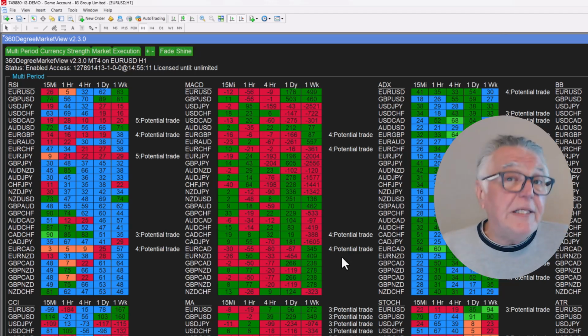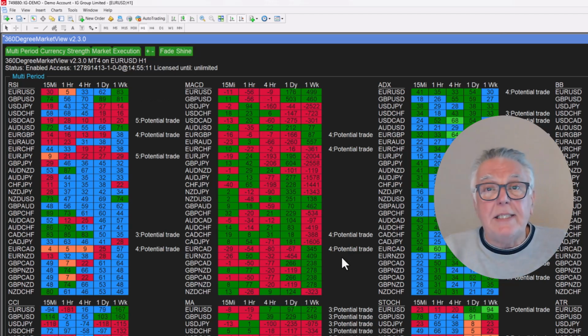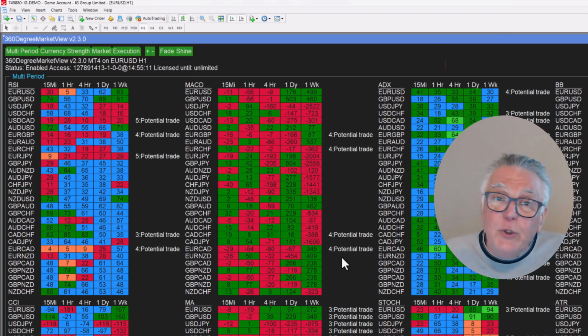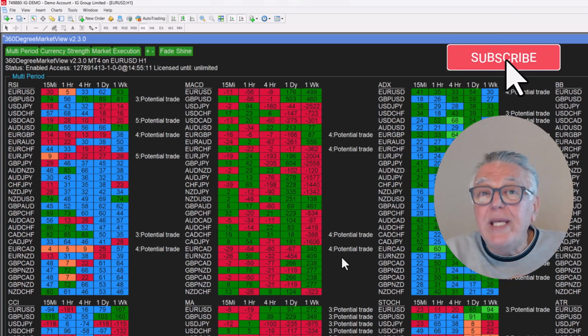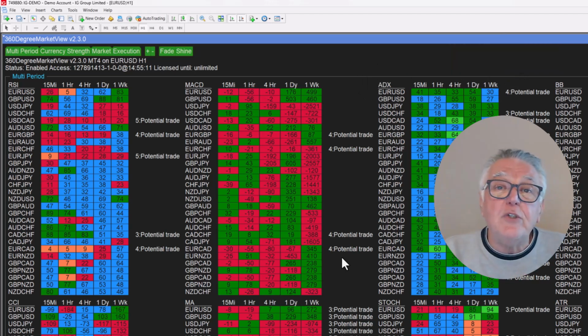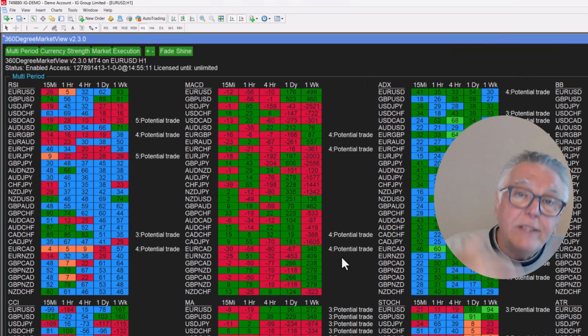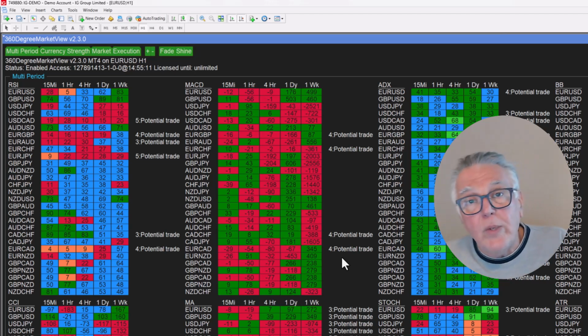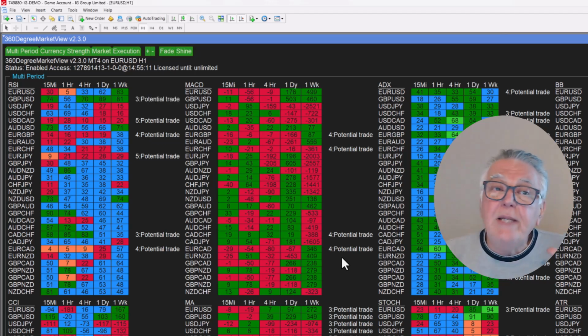Now, I hope you guys are excited about this particular tool, as I am, because it really does give you a 360-degree view of the market. Which currencies are trending, which ones aren't, what are the strong currencies, what are the weak currencies, and so on and so on. Invaluable tool.